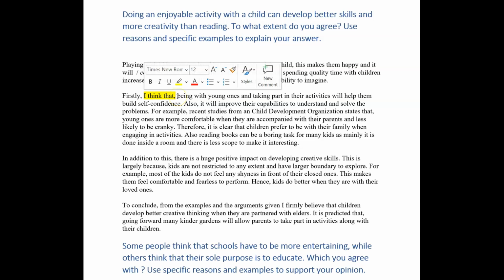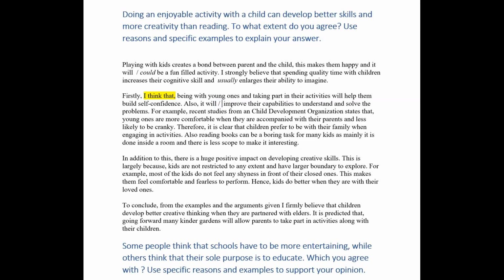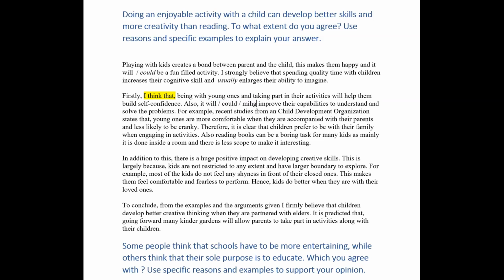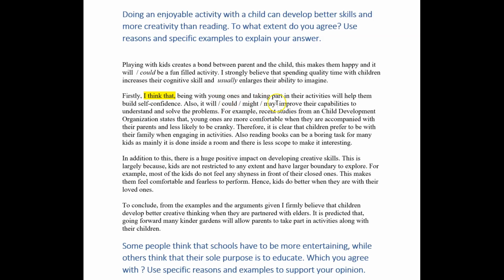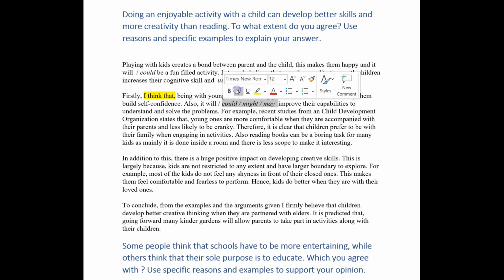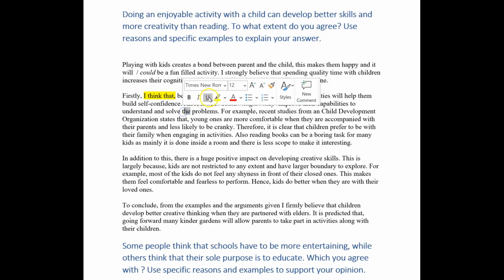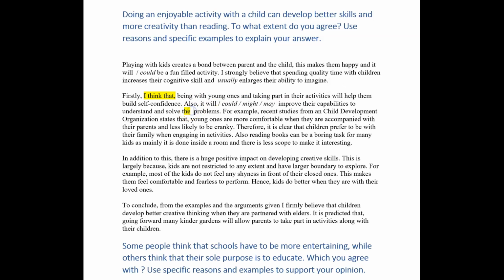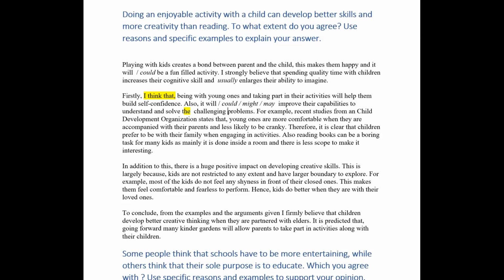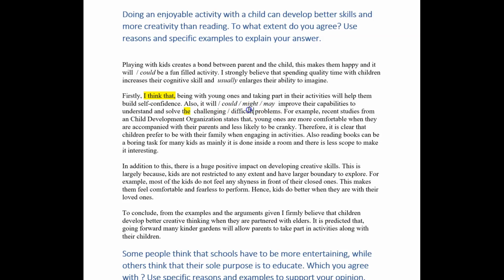Firstly, being with young ones and taking part in their activities could help them build self-confidence and also could improve their capabilities to understand and solve problems. You want to be using these could, might, may; they're really important. Not "other problems", just problems. You could put in an adjective here: challenging problems, difficult problems. Remember, you need to be showing vocab. This is a language exam, so you want to be showing as much vocab all the way as you can.